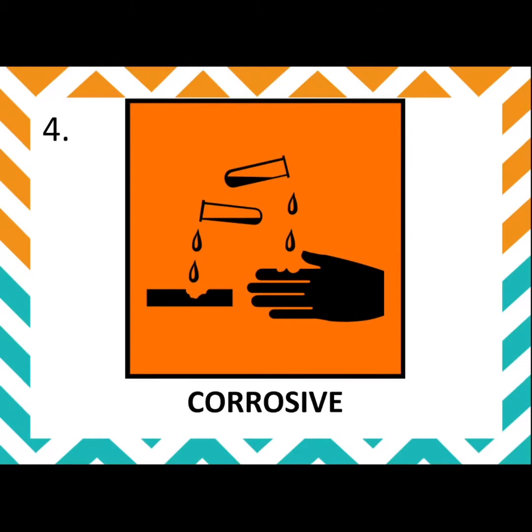Number 4 is corrosive. This can be acids or really strong bases. So when you think of your pH scale, stuff that is very acidic is going to have a really low number. Stuff that is really basic will have a high number, and either of those can be corrosive, which means to eat away at.